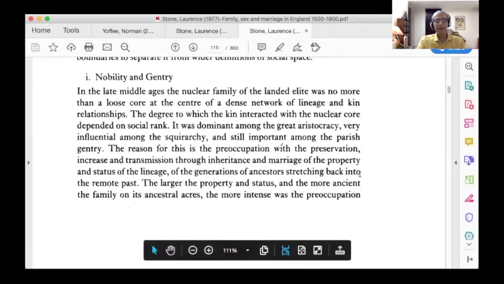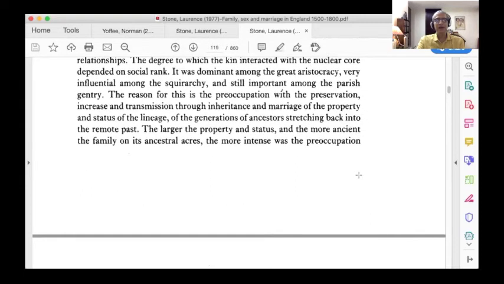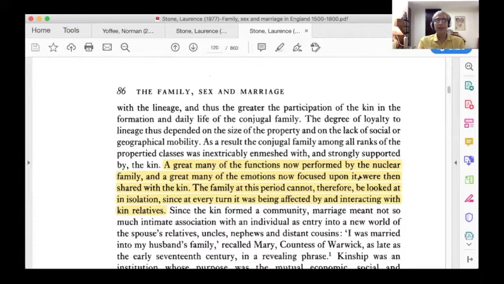The reason for this is the preoccupation with the preservation, increase, and transmission through inheritance and marriage of the property and status of the lineage of the generations of ancestors stretching back into the remote past. The larger the property and status, and the more ancient the family on its ancestral acres, the more intense was the preoccupation with the lineage, and thus the greater the participation of the kin in the formation and daily life of the conjugal family. The degree of loyalty to the lineage thus depended on the size of the property and on the lack of social or geographical mobility.